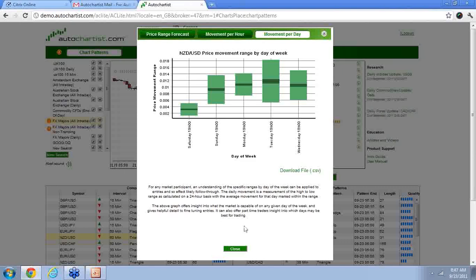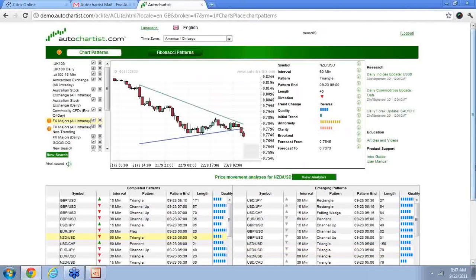A bit of a forecast on what to expect. So that's why that's important. You can use that in combination with your fundamental calendar as well as what's actually taking place in the market.